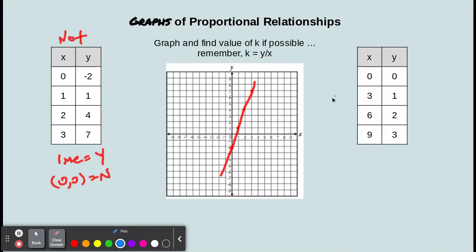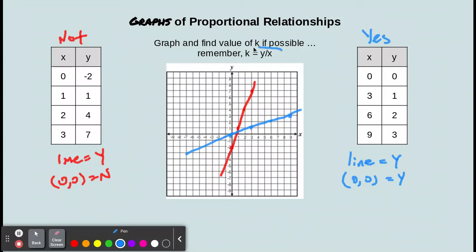Let's look at this one and let's graph it. 0, 0, 3, 1, 6 and 2, 9 and 3. Draw a line. It forms a line and the line passes through 0, 0. So this does form a proportional relationship.